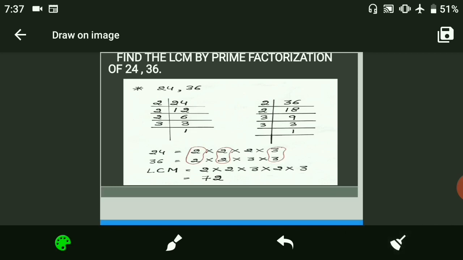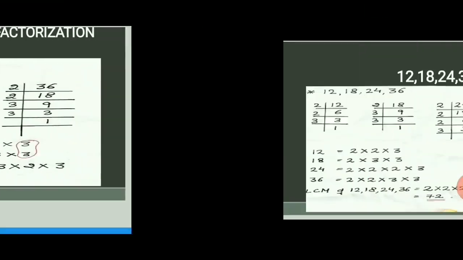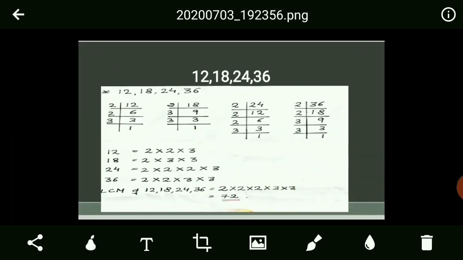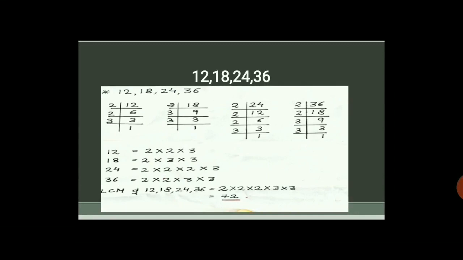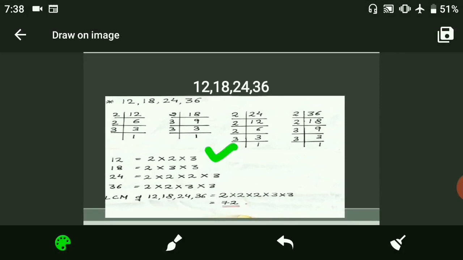Clear? Now we will do 12, 18, 24 and 36 by the prime factorization method. Firstly, I have found the factors of 12. Clear? Then I found the factors of 18. Then I found the factors of 24. Clear? Then I found the factors of 36. Clear? So now I will write down all the factors of each number. Firstly, I have written the factors of 12. Then I have written of 18. Then of 24. Then of 36.